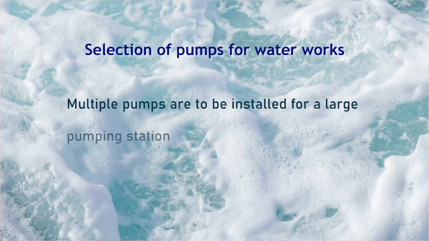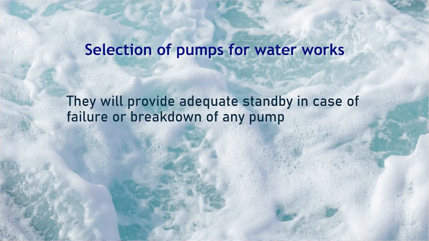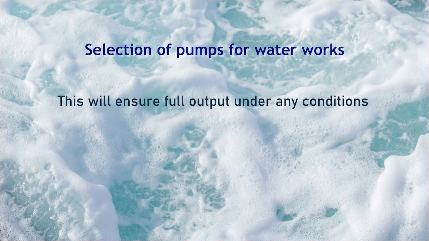When talking about a large pumping station, we need to install multiple pumps. Multiple pumps are provided for redundancy in the system or to act as a standby. Multiple pumps in a large pumping station will ensure that there are always adequate standby pumps available in case some pumps have a breakdown or they fail. This will also ensure that under any given conditions, we have the full output that is needed for our ultimate use.